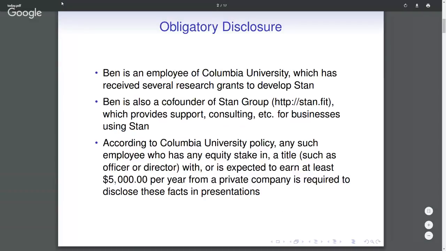Okay, so disclosure thing. If you haven't learned this by now, then you're probably going to fail.